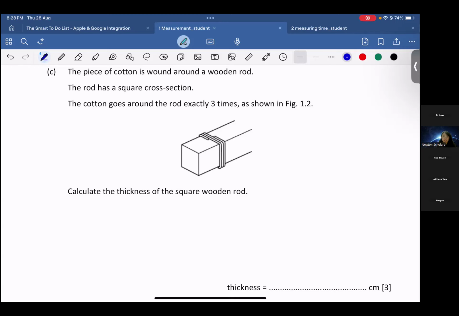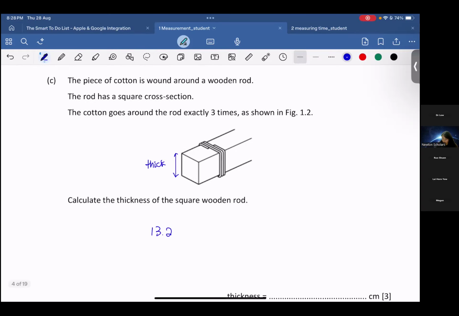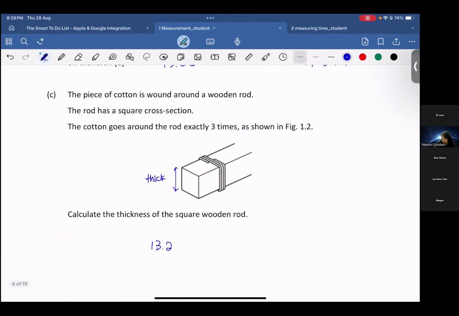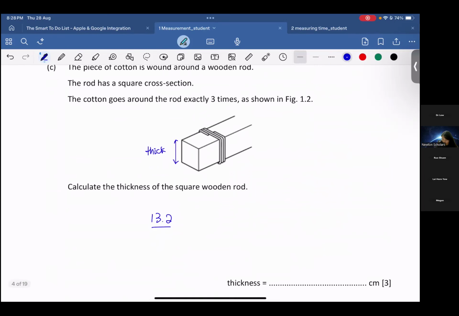Okay, dear. Here the answer is 1.1 cm. You guys are very clear on what the question wants. Here we should use 13.2, because just now the length was 13.2. We should divide it by 3 rounds. So 1 round, the answer will be 4.4 cm. This 4.4 goes like this, 1 round.